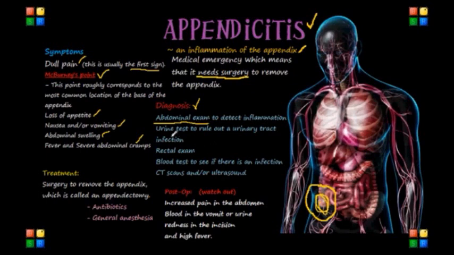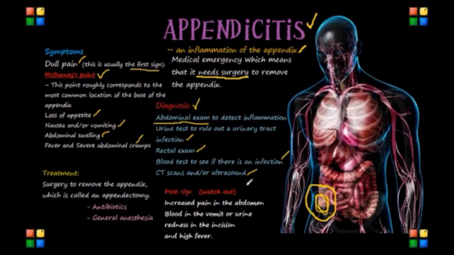There would be a urine test to rule out a UTI or urinary tract infection. The physician can also do a rectal exam, and a blood test can be done to see if there's an infection in the body, okay? And also a CT scan or ultrasound will be done.